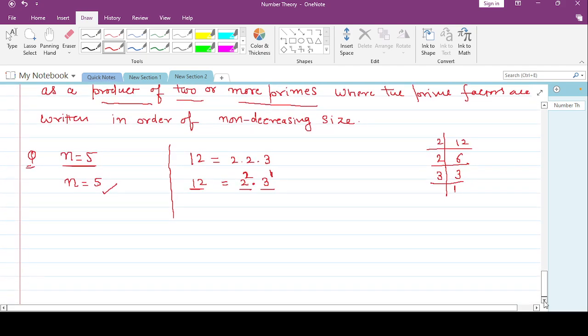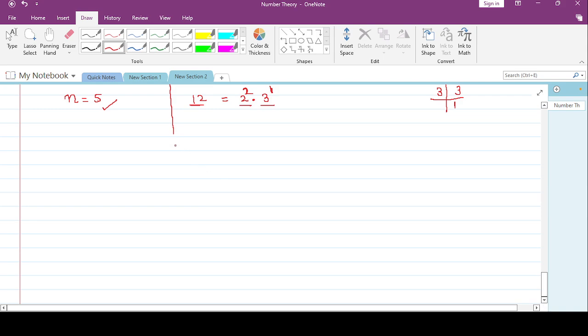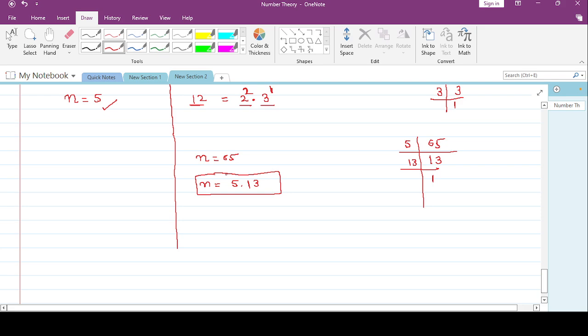Suppose I take the number 65. Now divide 65 by 5. So what do you get here? 13. Now 13 divided by 13, what do you get here? 1. So this n can be written as 5 into 13. So you see that again I have expressed this number as a product of primes. So this is what the fundamental theorem of arithmetic is.